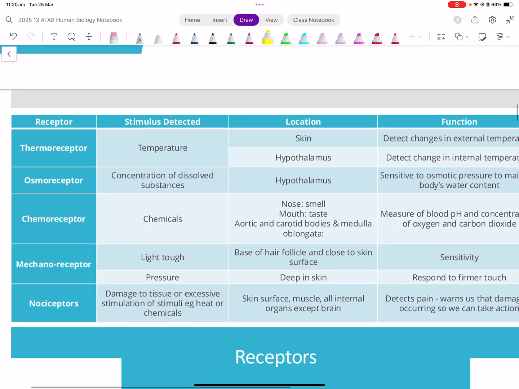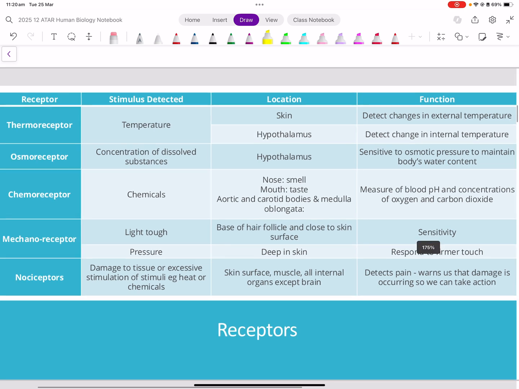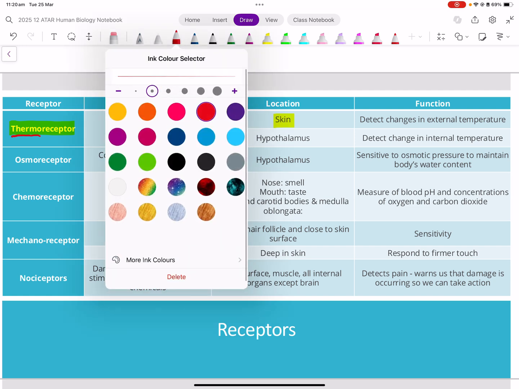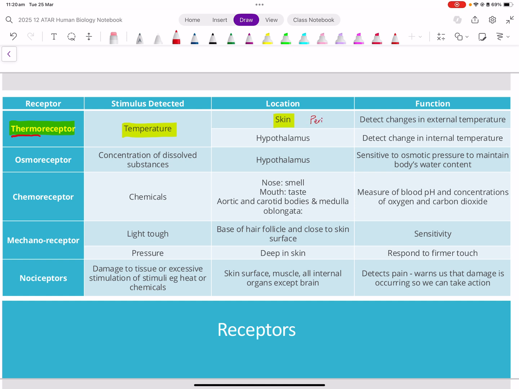Okay, so when we look at the different types of receptors, we've got 5 key categories that you need to know. Starting at the top, thermoreceptors. Thermoreceptors detect temperature. The way I've always remembered this is a thermometer. A thermometer is what we use to detect temperature, and the same holds true for thermoreceptors. Now we find them in 2 different spots around the body. The first spot is in the skin, and these are what we refer to as peripheral thermoreceptors. So they detect changes in the external environment.